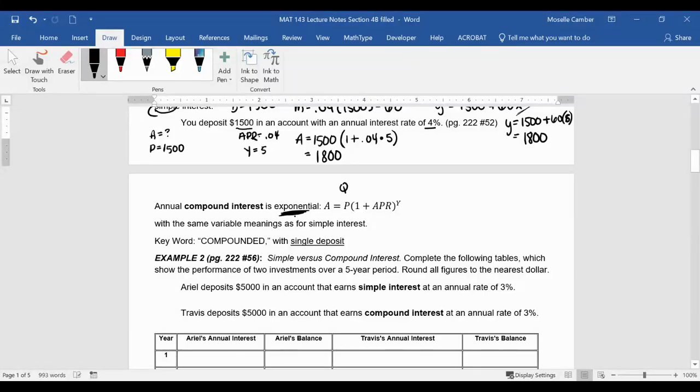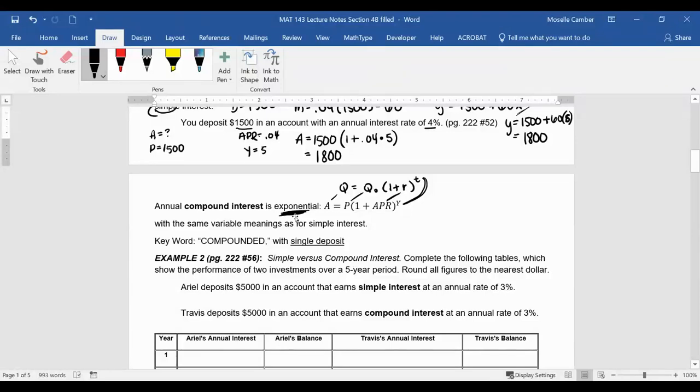So our previous formula was Q equals Q naught times 1 plus r to the t. Notice it's the same thing, we're just using different letters. Instead of Q, we have our accumulated balance. Instead of Q naught, we have our initial principal, the initial amount that we put in. Our rate is now our APR, and for t, we have Y. So all of these mean the same things as before.